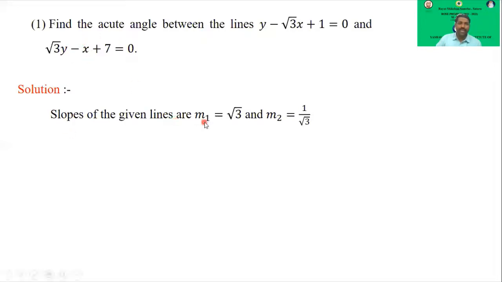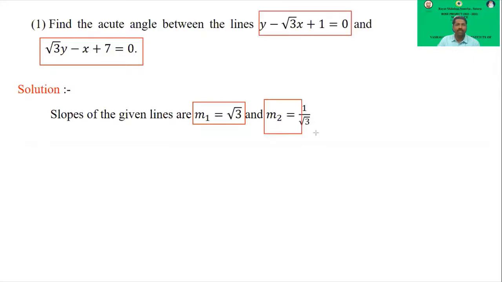Slopes of the given lines are m1 is equal to root 3 and m2 is equal to minus 1 upon root 3. So here m1 is root 3, minus coefficient of x upon coefficient of y. Here the slope of this line is root 3 and the slope of the other line is minus 1 upon root 3.